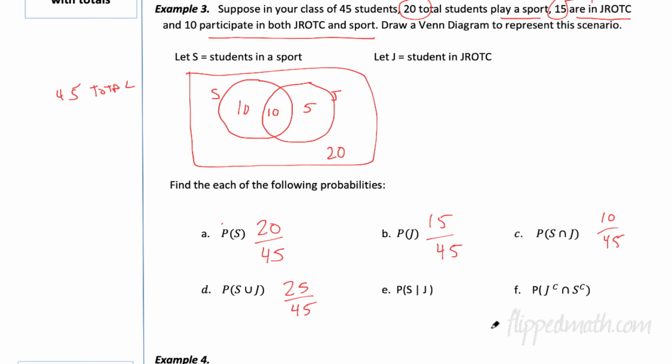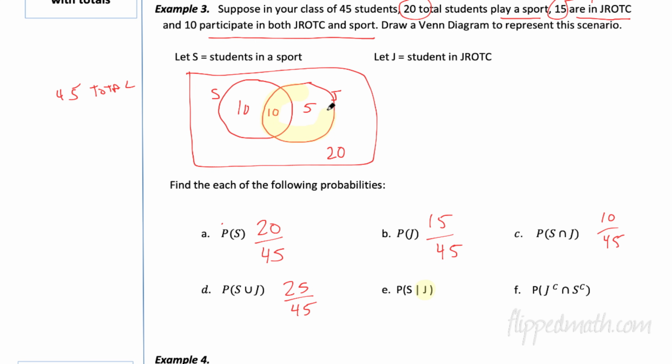This says the probability that you're in a sport, given that you're in JRTC. That's a conditional probability. Given that you're in JRTC, that means I'm only looking at the JRTC kids. That's all I care about. I don't care about any other part of this picture.